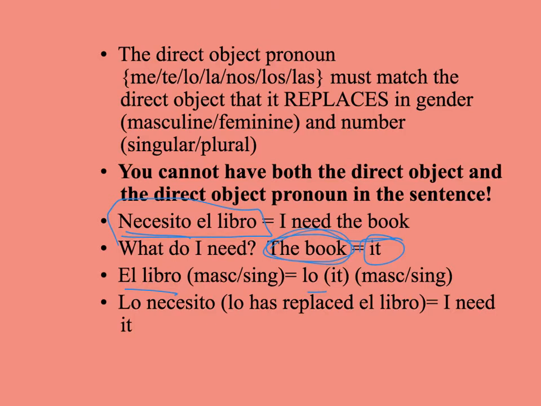So because you're taking out book and that's masculine and singular, when you use it, you're going to use the form that's masculine and singular, and that's lo. So lo necesito. Lo has replaced el libro. I need it. Okay? Necesito el libro is I need the book. Lo necesito is I need it.